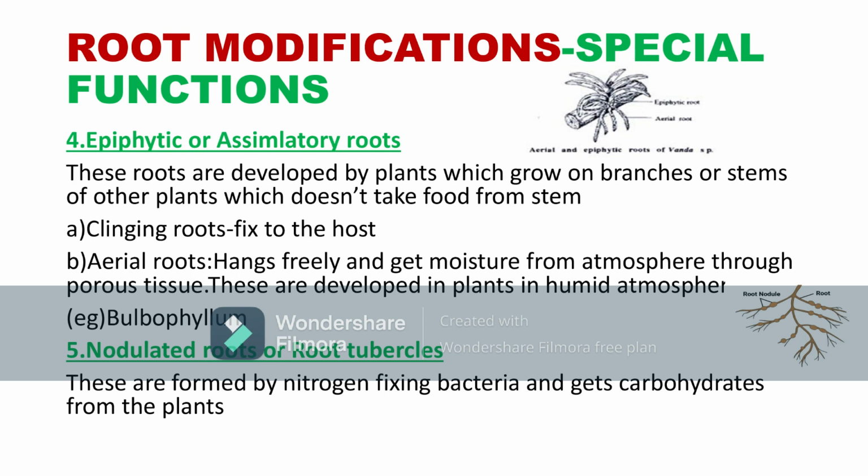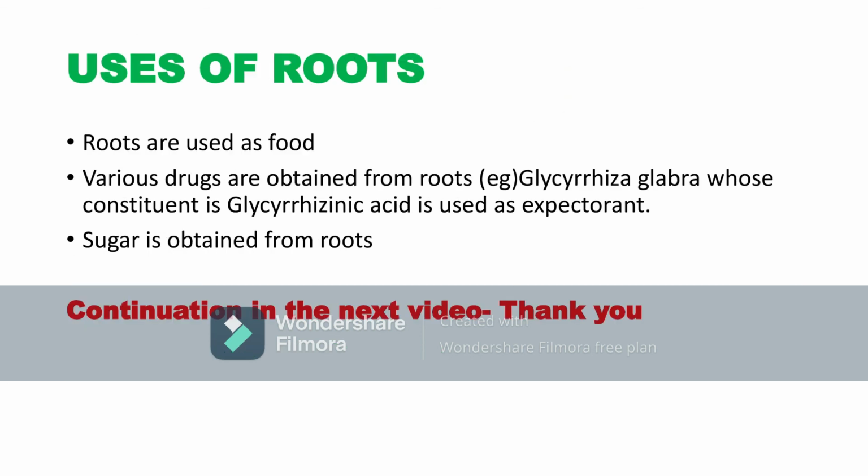Epiphytic or assimilatory roots: these roots are developed by plants which grow on branches or stems of other plants, but don't take food from them. Clinging roots fix them to the host. Aerial roots hang freely and get moisture from the atmosphere. Example, Bulbophyllum. Nodulated roots or root tubercles are formed by nitrogen-fixing bacteria, which get carbohydrates from the plants. Example, plants in the Leguminosae family.